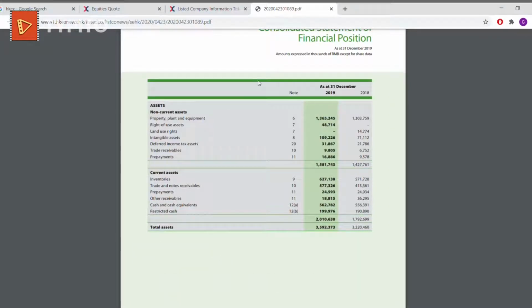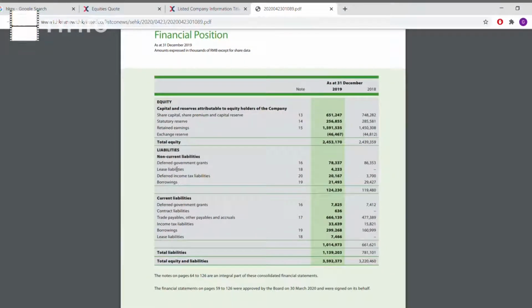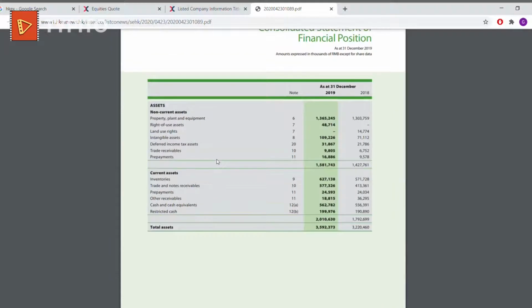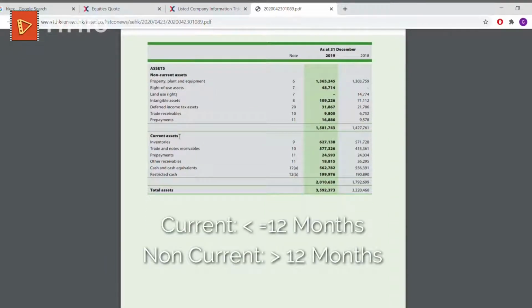Within assets and liabilities, we further categorize them into non-current assets and current assets, as well as non-current liabilities and current liabilities. So you may be wondering what current means. Based on accounting standards, current means something that will materialize within the next 12 months.